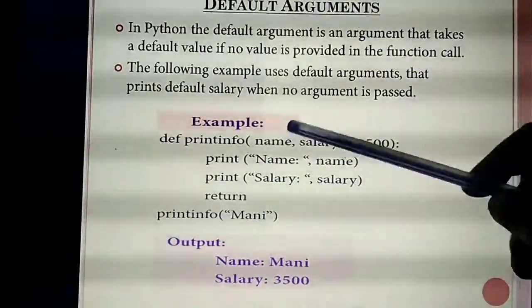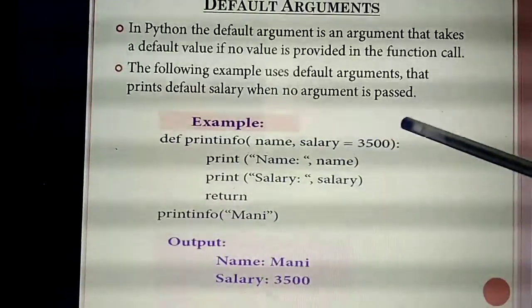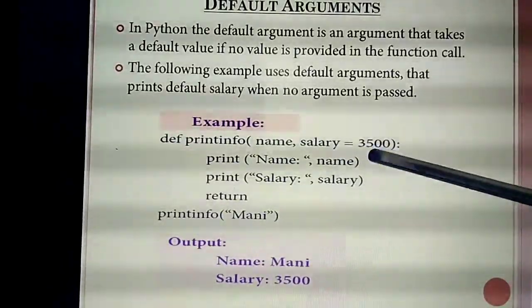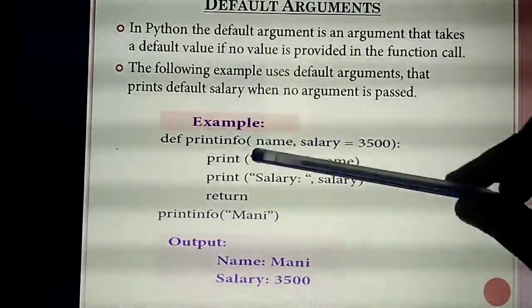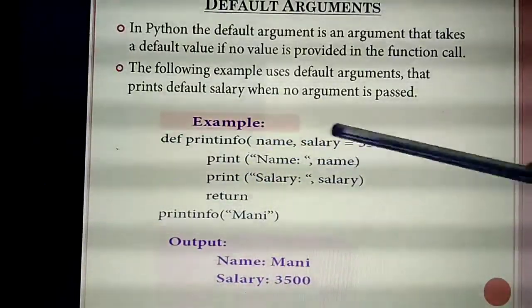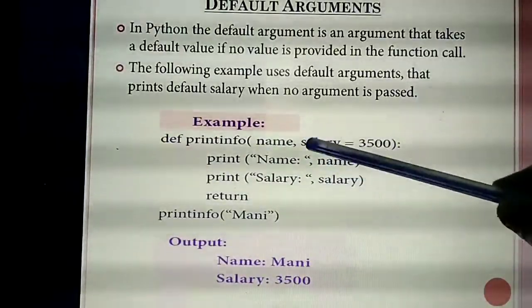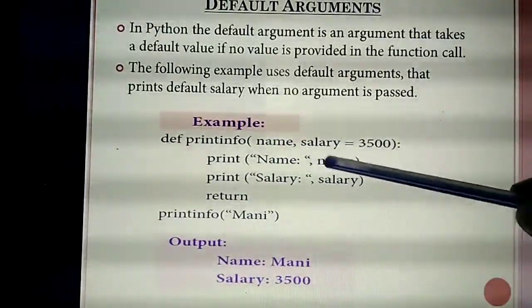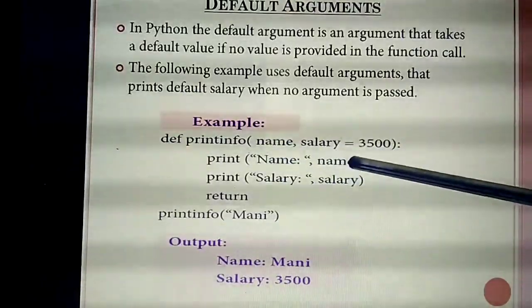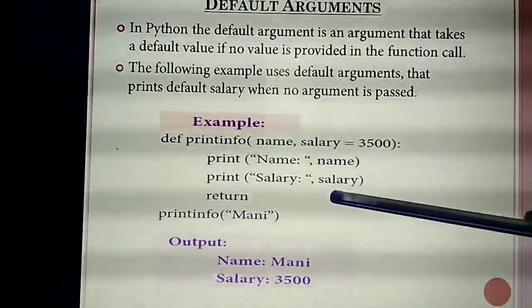Now listen to the program. Here you are passing 2 arguments, name and salary. In the place of salary, you are giving the default value 3,500. Next, you are printing name, which is the argument name. Then print salary. This is all important. Whatever argument you write in small letters here, the same you need to use here. Here also small letter salary, here also small letter salary.